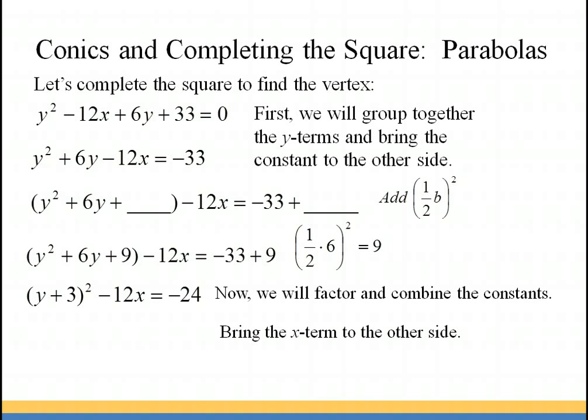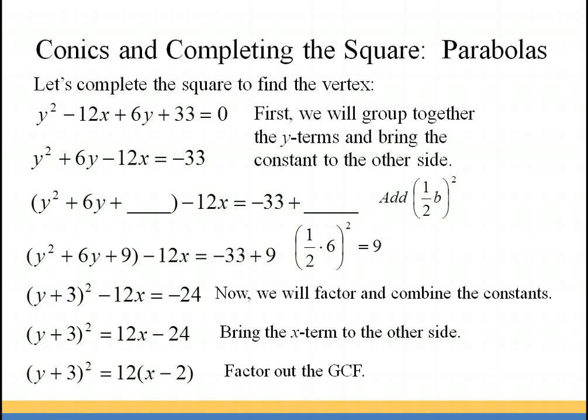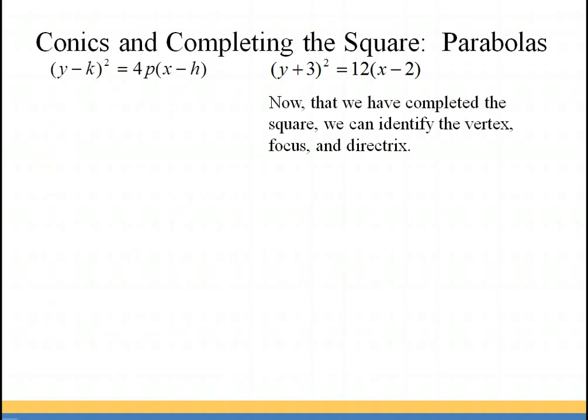Now what you want to do is bring your x term over to the other side with the constant, and then factor out their greatest common factor, which is 12. So we're left with 12 times x minus 2 on the right side. So this is our equation for a parabola in conic form. Now that we have it in conic form, we can easily identify the vertex, the focus, and the directrix and be able to graph our parabola.